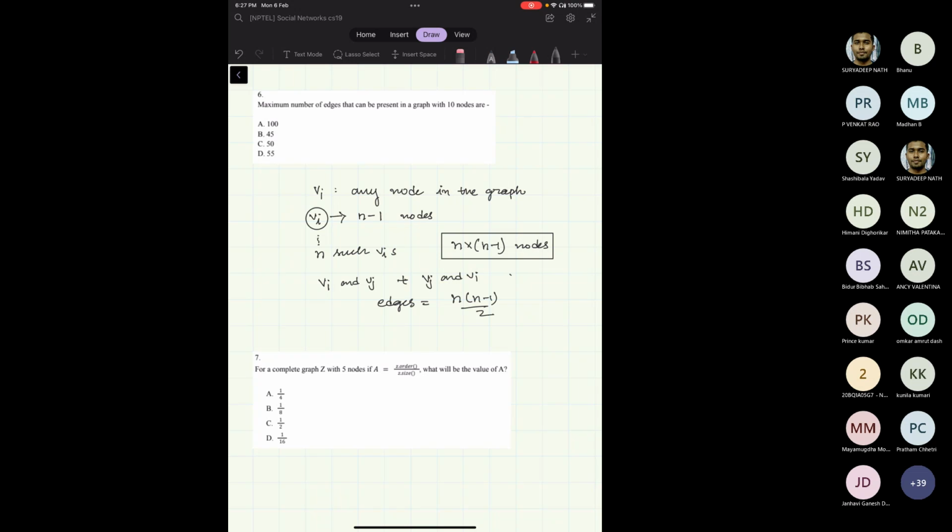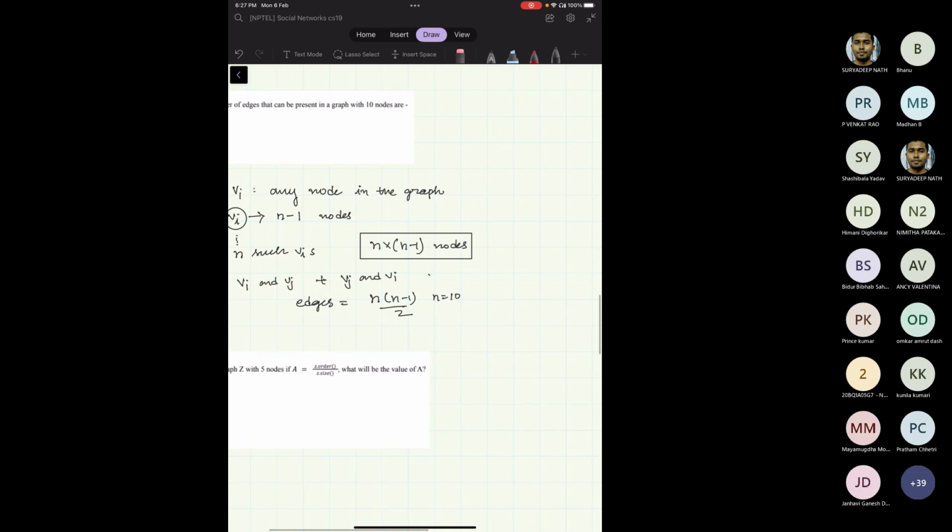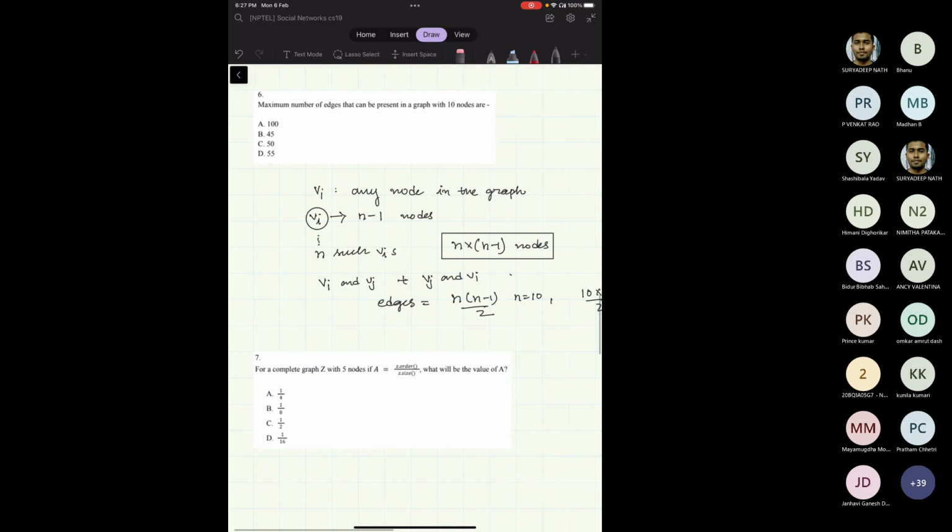So now if n equal to 10, what we have is 10 into 9 by 2, that is equal to 45. So for a graph with 10 nodes, there can be a maximum of 45 edges that can exist in the graph, if we are considering an undirected graph. So the answer is 45. Is this clear? Okay.